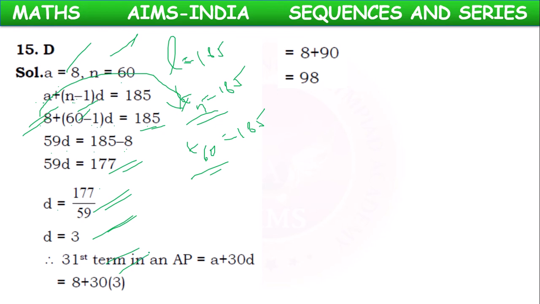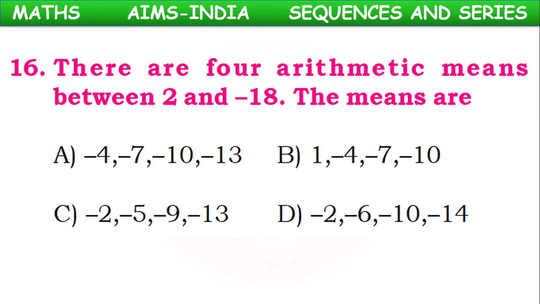So the 31st term formula, a plus 30d, where the a value is 8, 30 as it is, d value is 3. 8 plus 30 into 3, 30 into 3 is 90, 8 plus 90, which is equal to 98 is the correct answer.